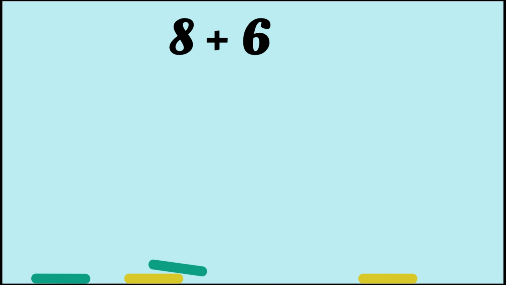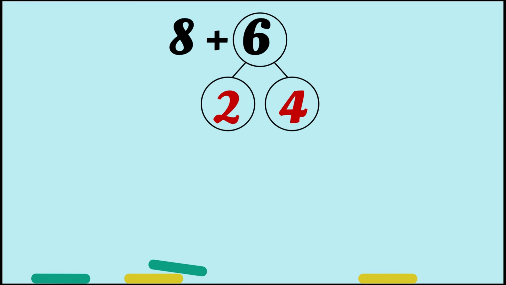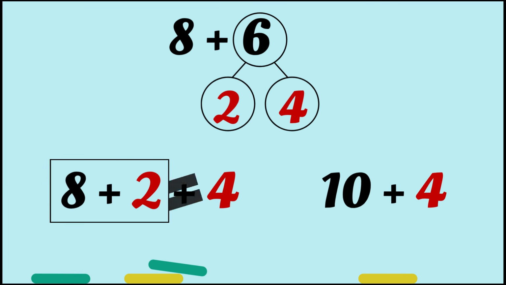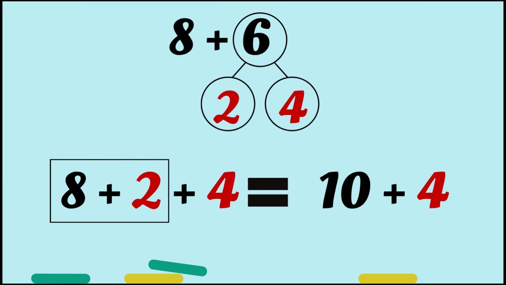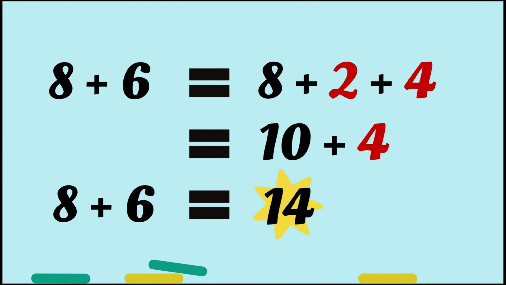Example number 2, 8 and 6. Let's try 8 plus 6 using number bonds. What do I need to add to 8 to make 10? That's right, 2. Now, let's split the 6 into 2 and 4. 8 plus 2 equals 10, and then we'll add the remaining 4. 10 plus 4 equals 14, so 8 and 6 equals 14.